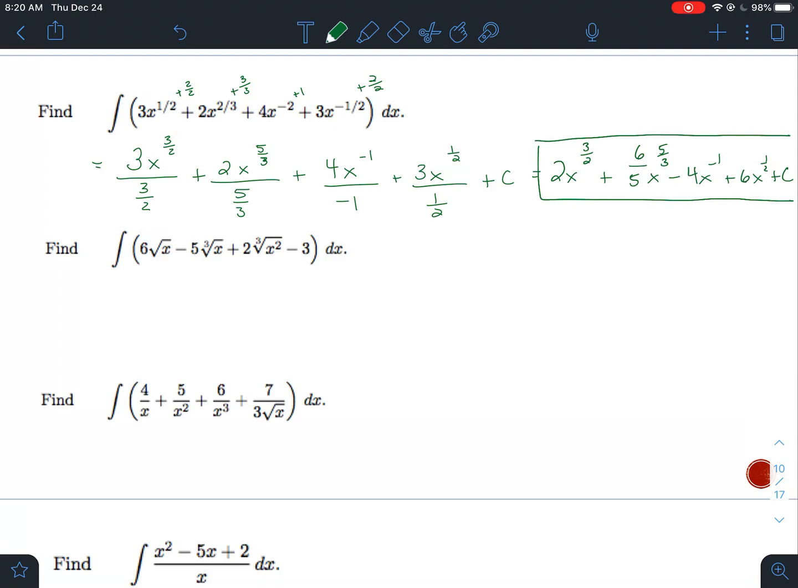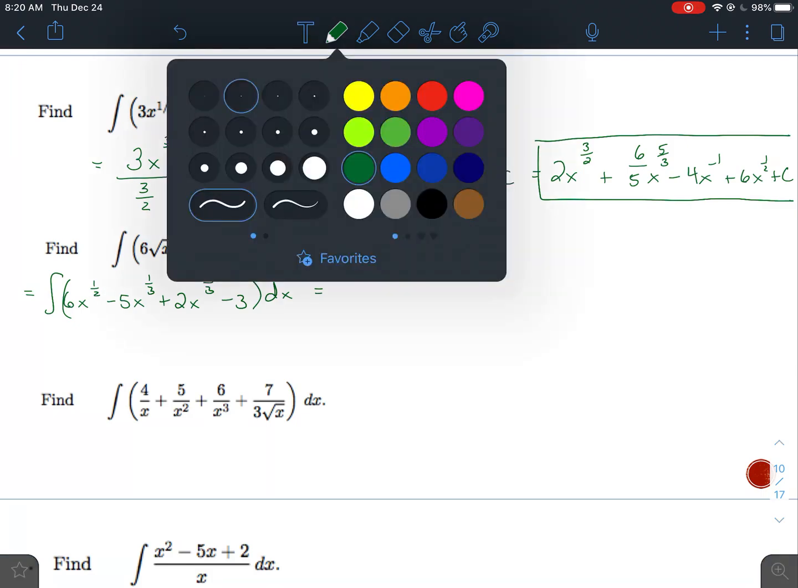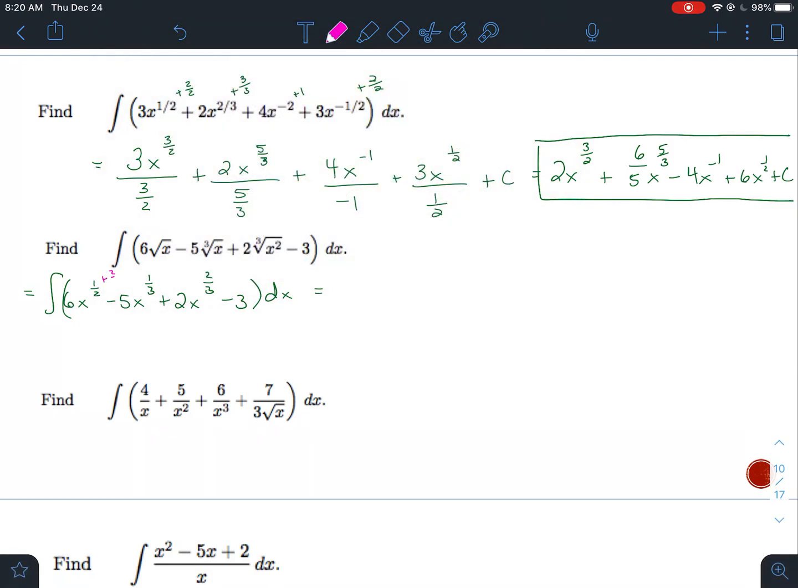All right, on the next one, I'm going to rewrite it first. So this is going to be the integral of 6x to the 1/2 minus 5x to the 1/3 plus 2x to the 2/3 minus 3, and then dx. So if I found the antiderivative of each of these terms, again, I'm going to add 1 to each of these exponents. So plus 2 over 2, plus 3 over 3, plus 3 over 3.